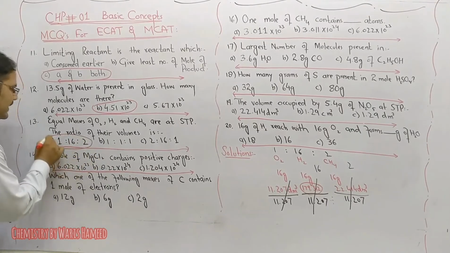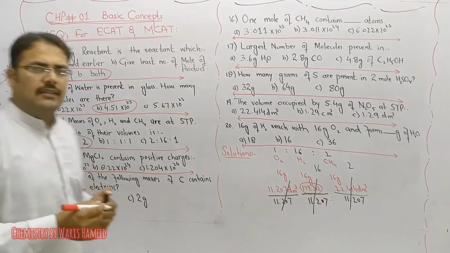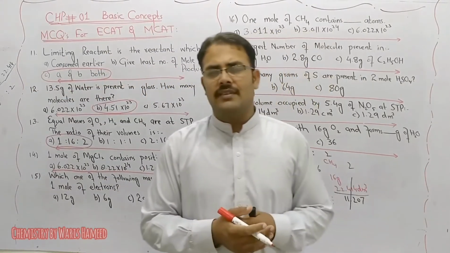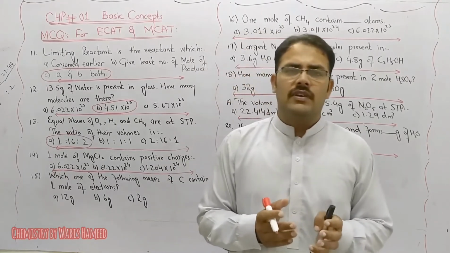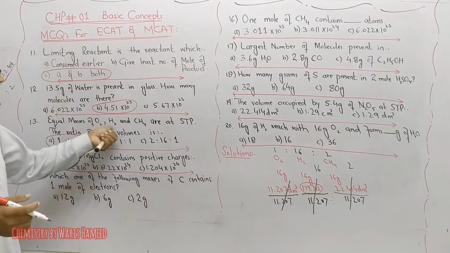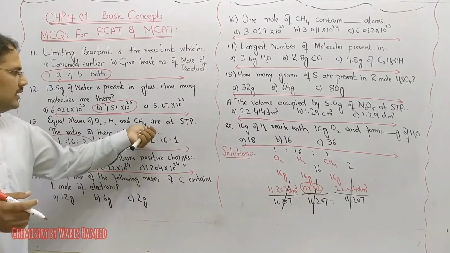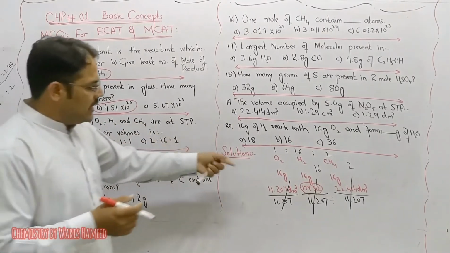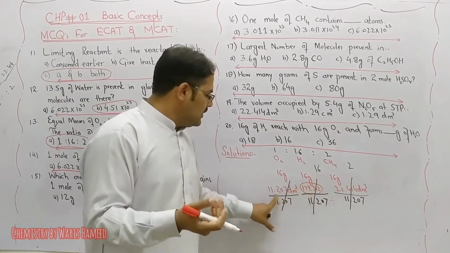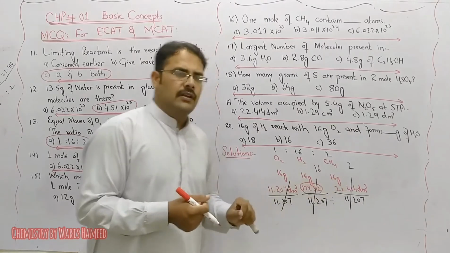Different gases have different molar masses, so their volumes will also be different. In this case we have oxygen, hydrogen and methane. When we take the same mass of these three gases, their volumes will be different and we can calculate their ratio.